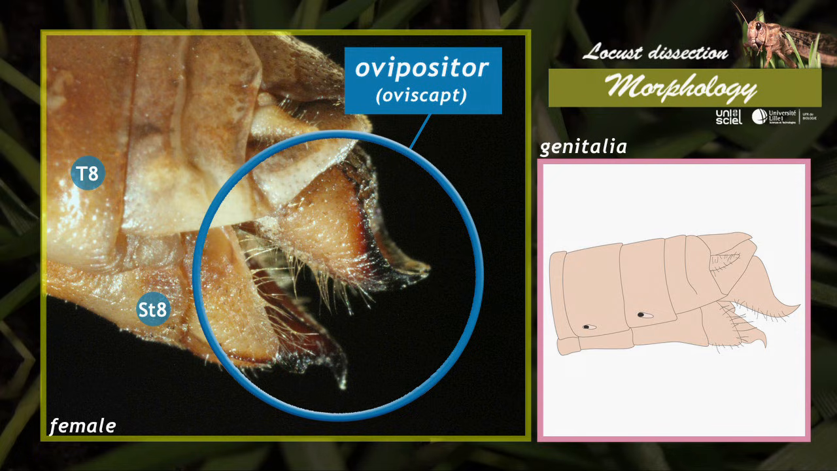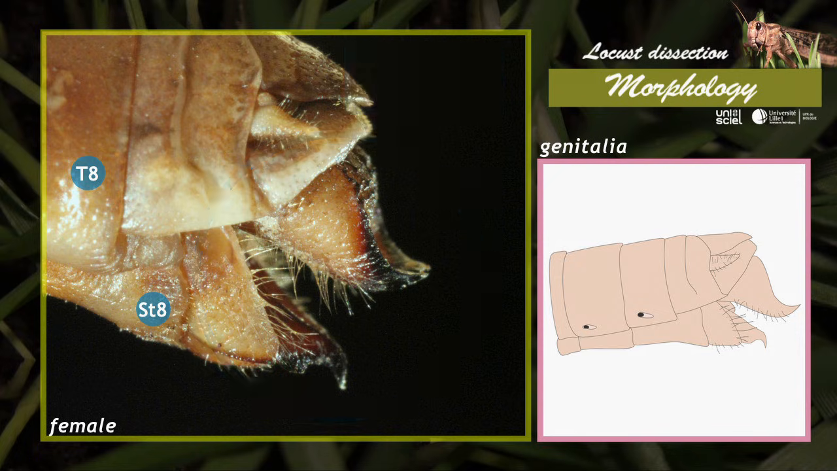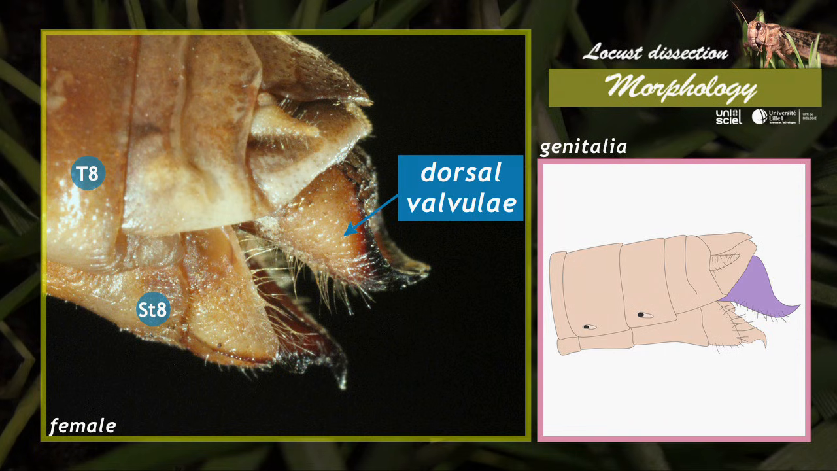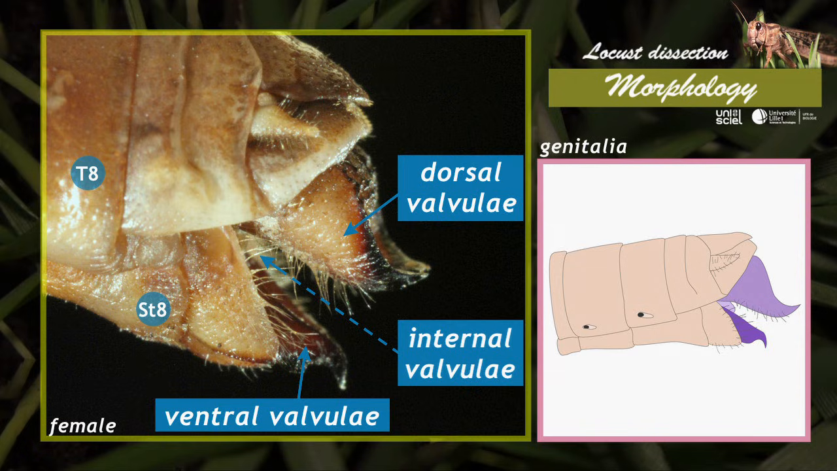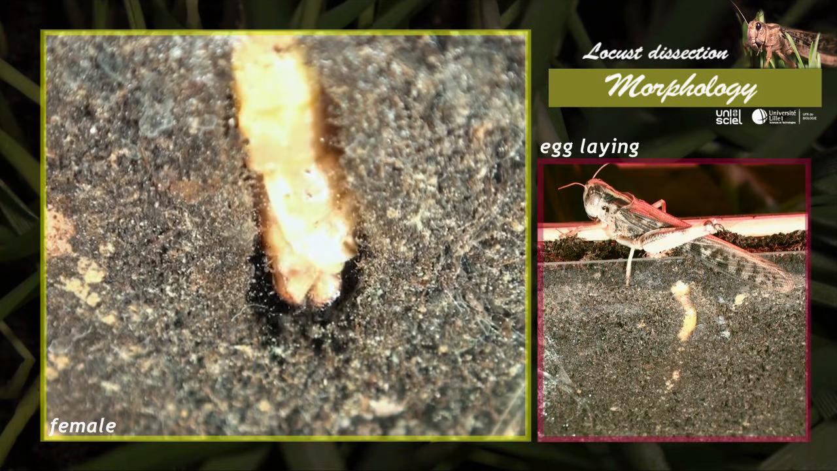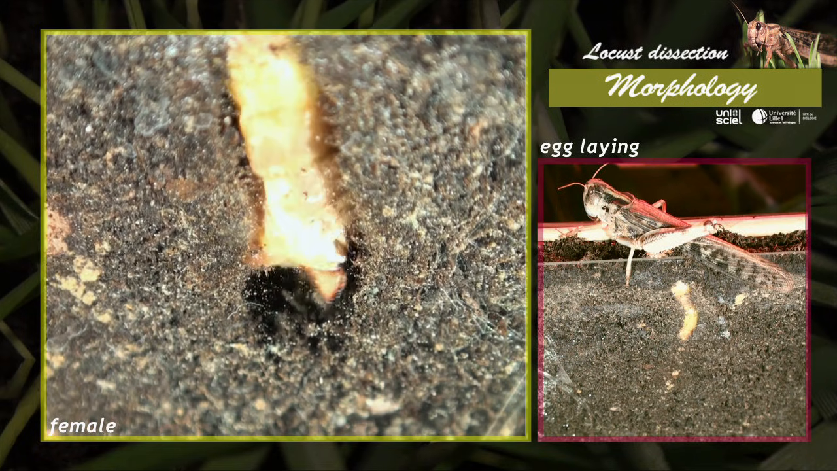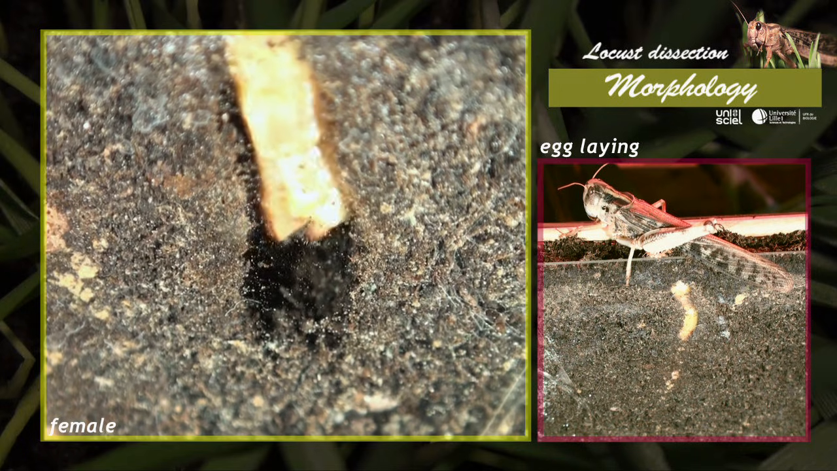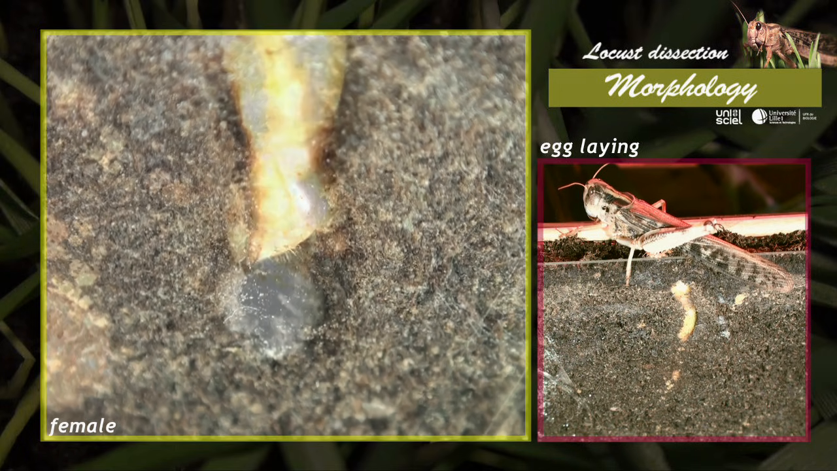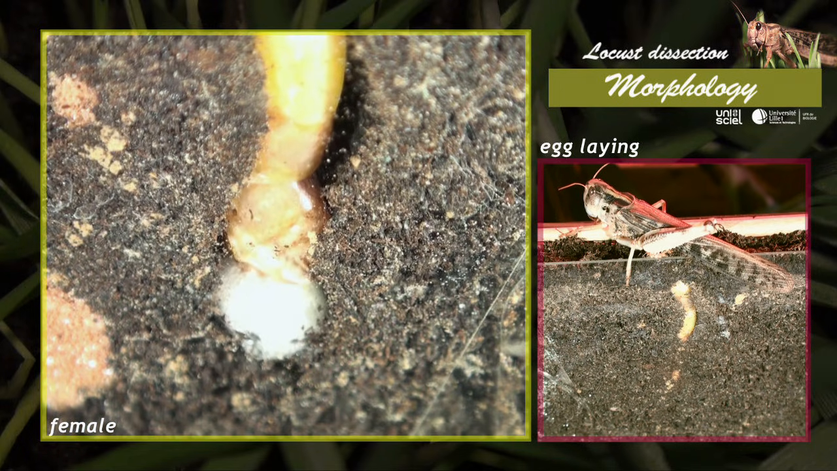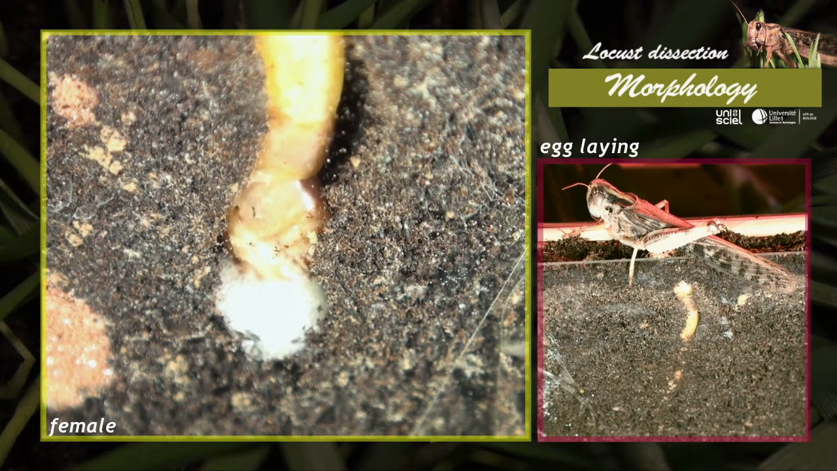The ovipositor consists of 3 paired elements called dorsal, internal, and ventral valvulae. These structures are used to penetrate into the soil and deposit eggs. Flexible membranes are present between the abdominal segments, allowing an important elongation of the abdomen for the burying of eggs.